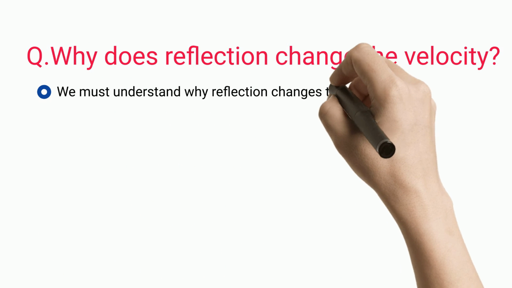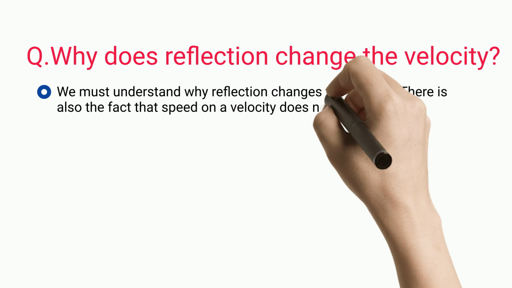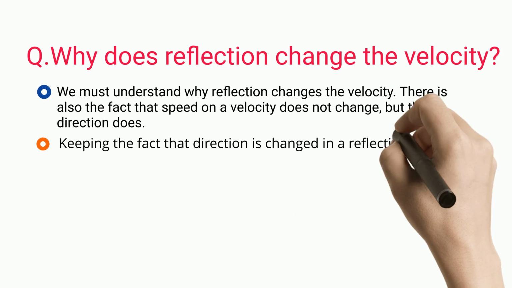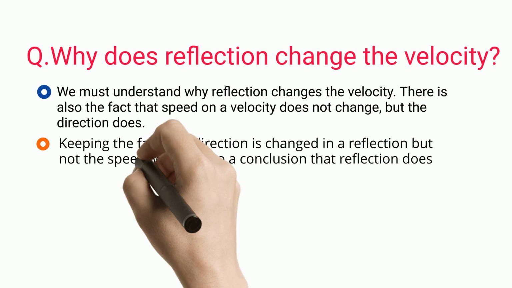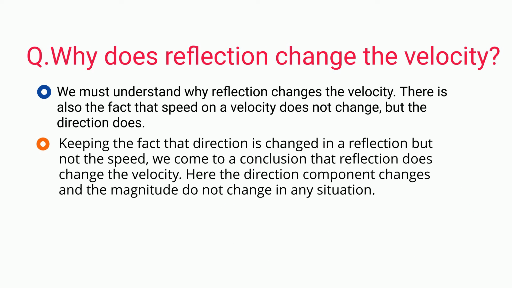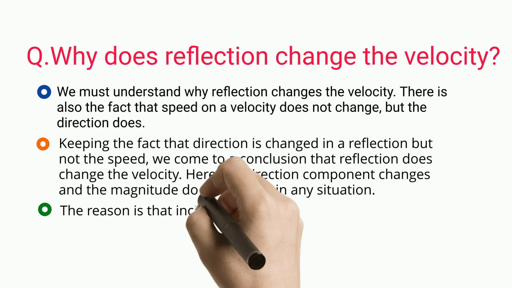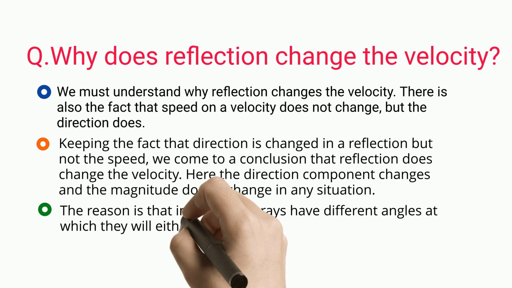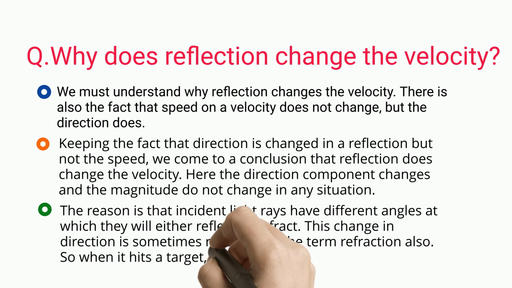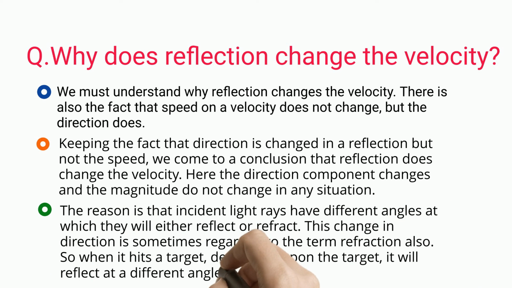We must understand why reflection changes the velocity. There is also the fact that speed in velocity does not change, but the direction does. Keeping the fact that direction is changed in a reflection, but not the speed, we come to a conclusion that reflection does change the velocity. Here the direction component changes and the magnitude does not change in any situation. The reason is that incident light rays have different angles at which they will either reflect or refract. This change in direction is sometimes attributed to the term refraction also. So when it hits a target, depending upon the target, it will reflect at a different angle.